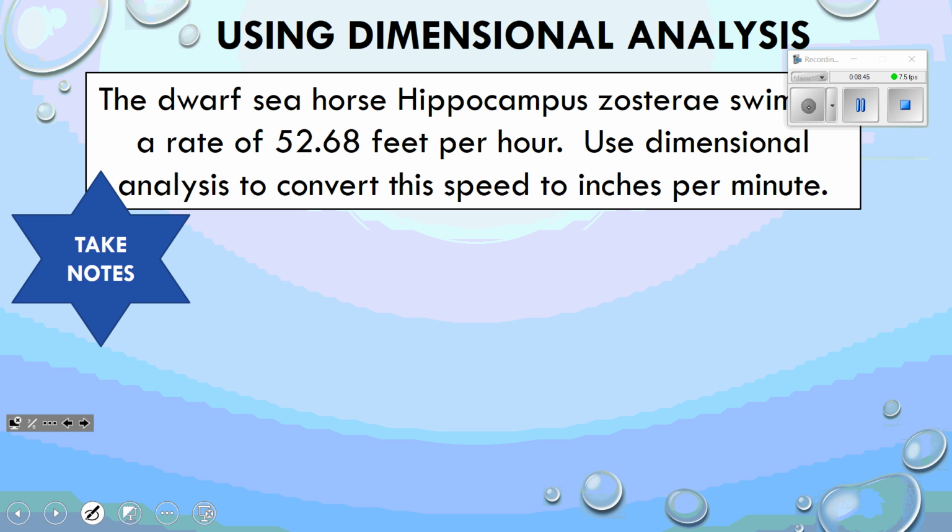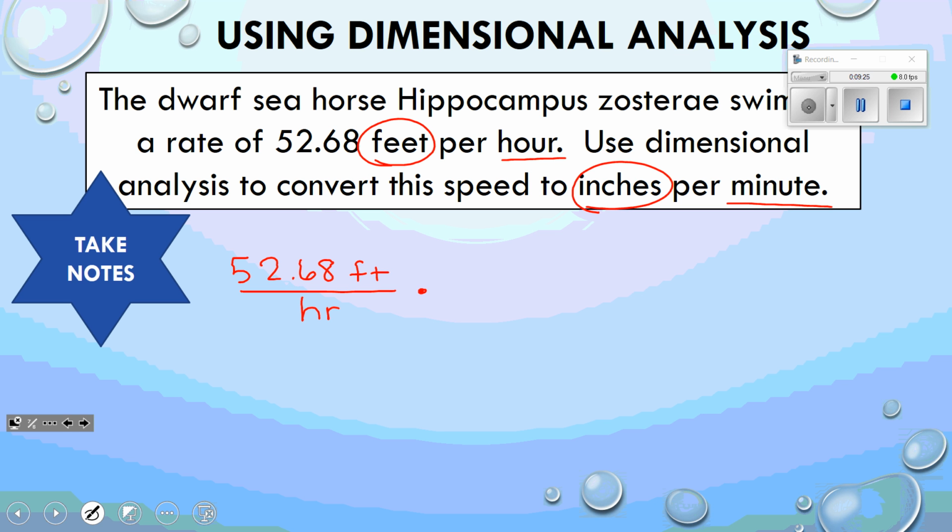Another dimensional analysis here. The dwarf seahorse, and I cannot read that scientific name, but you can see it there, swims at a rate of 52 6/800 feet per hour. Use dimensional analysis to convert this speed to inches per minute. So again, notice that we are converting from feet to inches, so we have a distance conversion, and we're converting hours to minutes, so we also have a time conversion. So let's write 52 6/800 feet per hour. There's the ratio we set up.